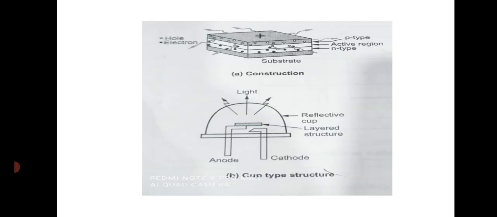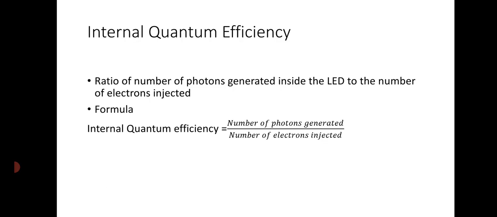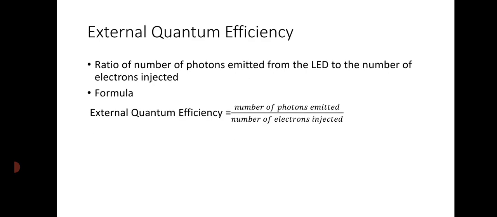Okay. Then one of the characteristics of this LED is internal quantum efficiency. Efficiency we denote as eta. How to define internal quantum efficiency? It's defined as the ratio of the number of photons generated to the number of electrons injected. So this internal quantum efficiency occurs inside the active region. Okay. Then next one is external quantum efficiency. From the name itself we can understand, external means outside, that is from the LED. It's defined as the ratio of the number of photons emitted to the number of electrons injected.